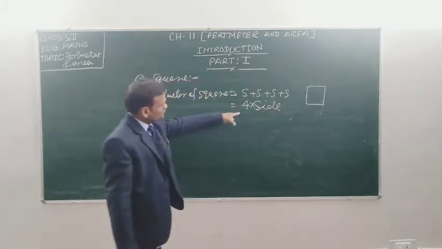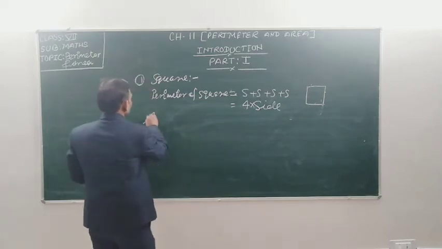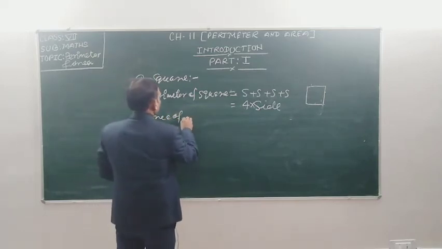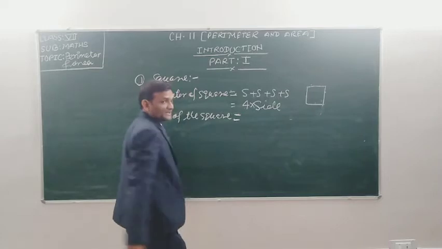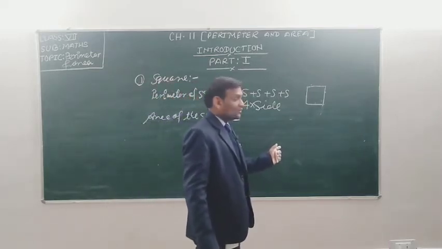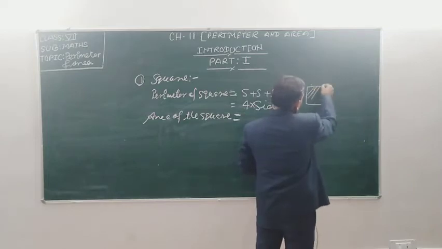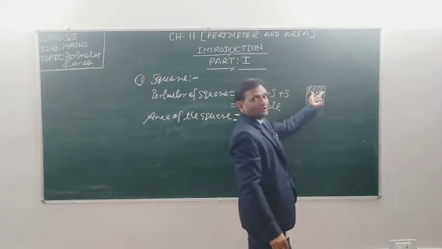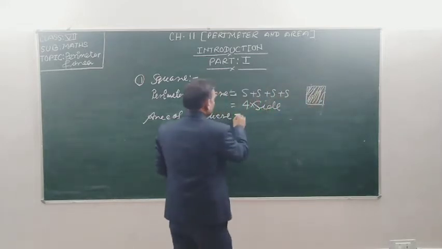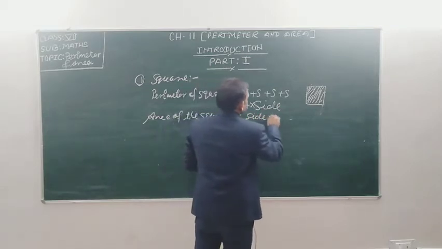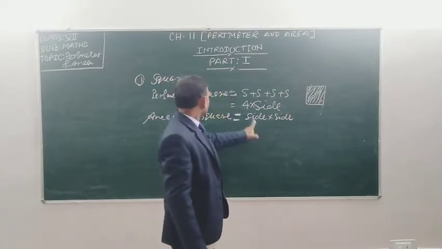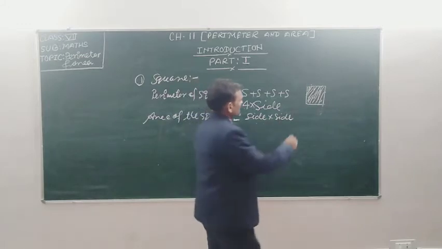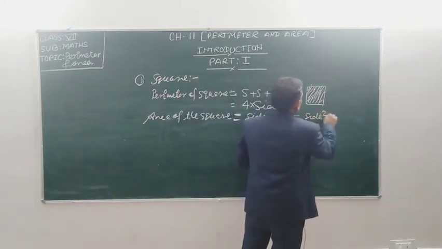So the perimeter of the square is 4 into side, and area of the square is equal to... area of the square means what amount of surface is enclosed by this square. How can we find that out? Side into side, this is the formula for finding the area of the square, side into side, and you can write side square.